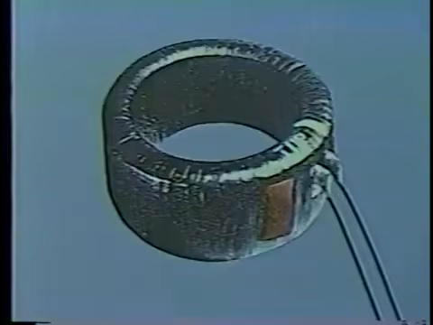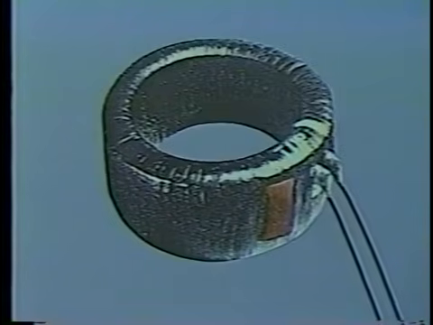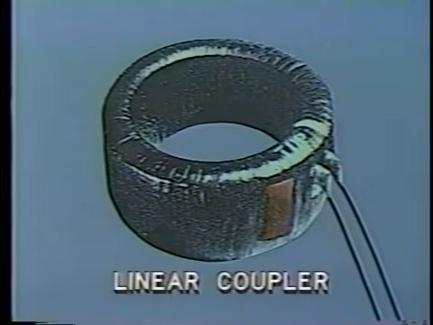Another way of getting around the problem of CT saturation with bus protection is to use a different type of CT, one which has no iron core. The air core CT completely eliminates the problem of iron core saturation. This CT is known as a linear coupler. It looks similar to the conventional iron core CT, and it is often mounted in the circuit breaker bushings.